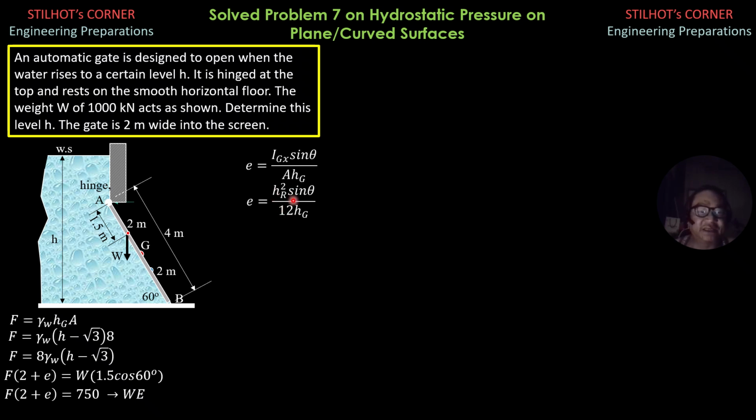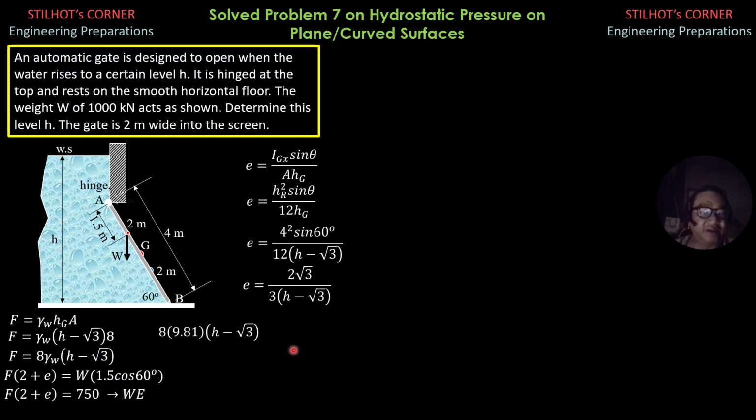So substituting, the height of the rectangle is 4. 4 squared sine of 60 divided by 12 times quantity h minus square root of 3. Simplifying, that E is 2 square root of 3 over 3 times quantity h minus square root of 3. Substitute into our working equation. So 8 times 9.81 times quantity h minus square root of 3 times quantity 2 plus E equals 750.